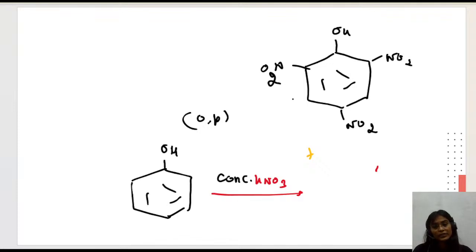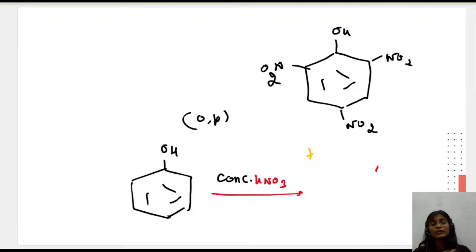So what is the simple reason? Phenol is automatically electron rich, so it doesn't require that harsh a condition for the reaction, even if you are using concentrated nitric acid. It is electron rich enough that it can take an NO2 group at all the positions. Okay, so this is one of the famous questions.